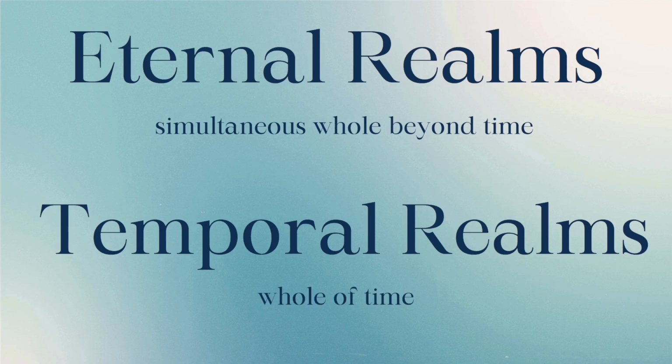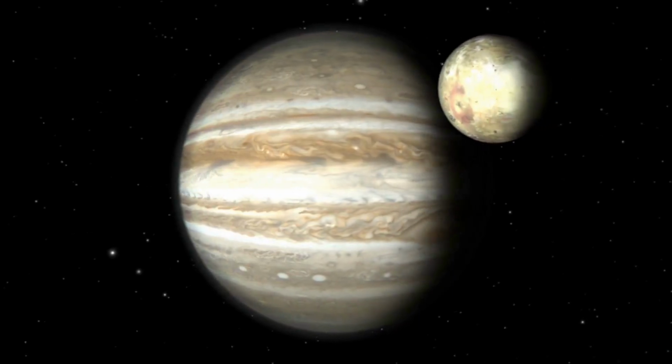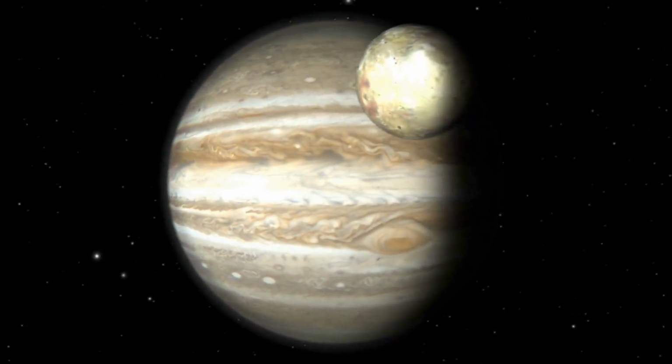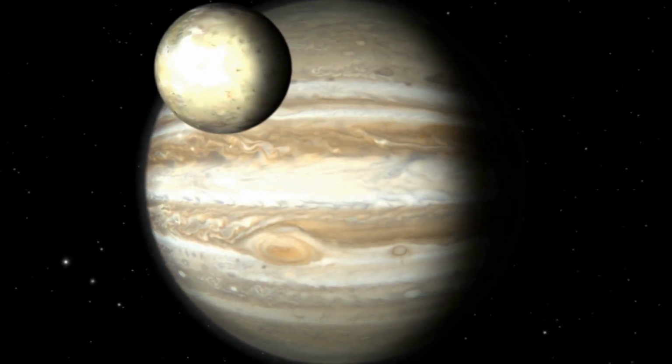But our physical world is different. It is in time. As a realm, this too is infinite, but we would say that it is the whole of time. Because whereas the eternal realm is unchanging, the temporal realm is perpetually in process. Eternity cannot change. Change requires time. Nothing can change outside of time. But that is not so for the temporal realm. Here, things are perpetually changing. Nothing can stay the same.